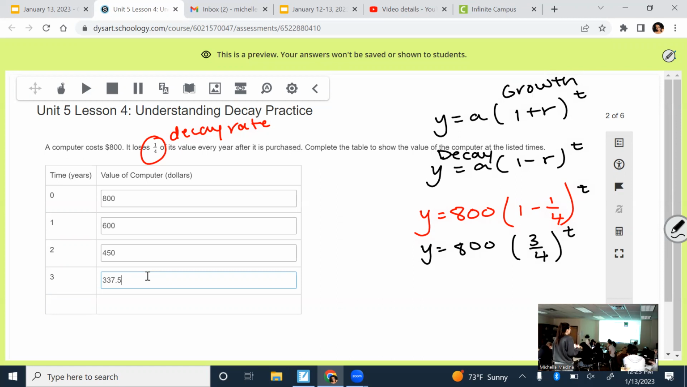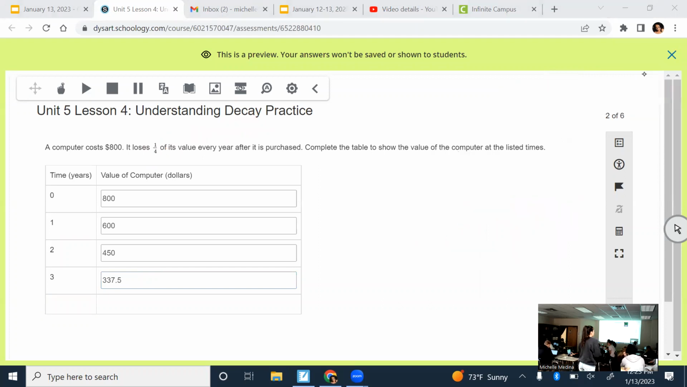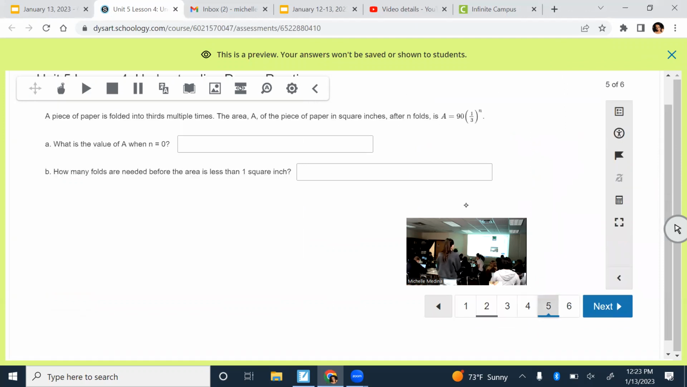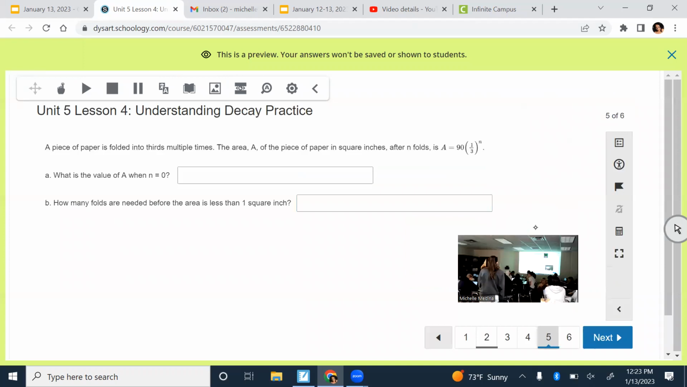All right, we can do one more from the practice. Jessica, I know you had your hand up. Okay, yeah. So number 5 from the practice, lesson 4. A piece of paper is folded into thirds multiple times. The area A of the piece of paper in square inches after n folds is A equals 90 times 1/3 to the n power. What's the value of A when n is 0?